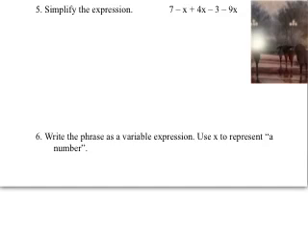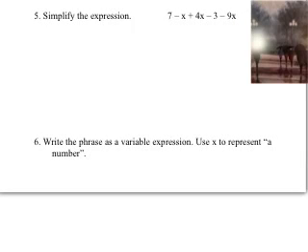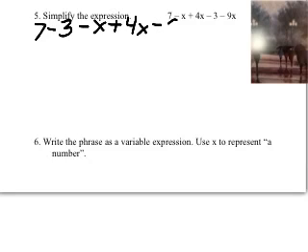We can move the like terms next to each other, or you could just add them up in your head if you don't get confused. But you may want to commute them. So let's commute them. We'll say 7 plus a negative 3 plus a negative x plus 4x plus a negative 9x.